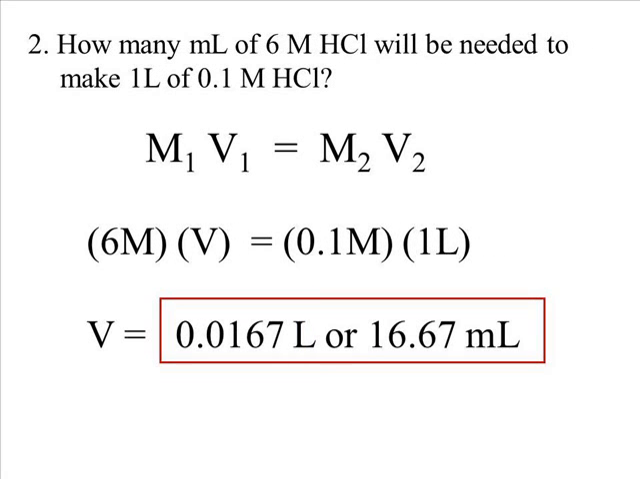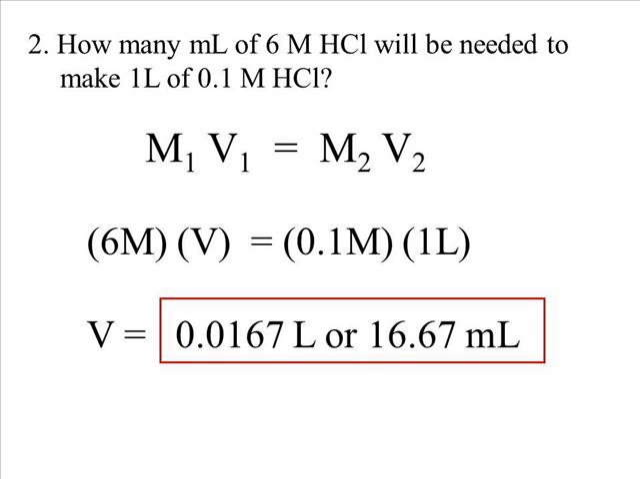How many milliliters of 6 molar HCl will we need to make a liter of 0.1 molar? So we're diluting our 6 molar to 0.1, and we want to make a liter of it. So M1V1 equals M2V2. So we take our original 6 molar. We're trying to solve for what volume of that we're going to need to use to make, on the right-hand side, 1 liter of a 0.1 molar solution.